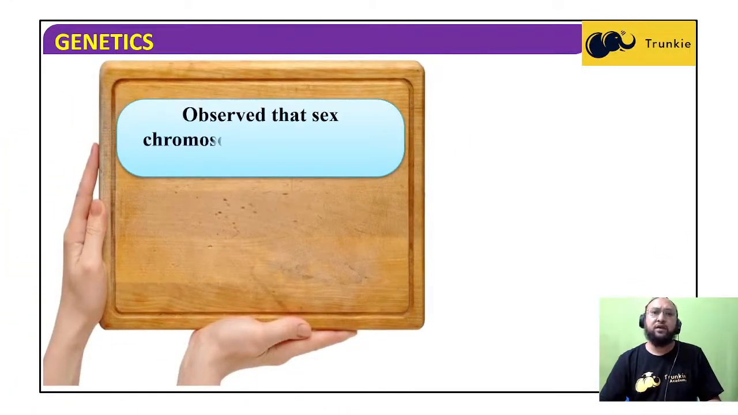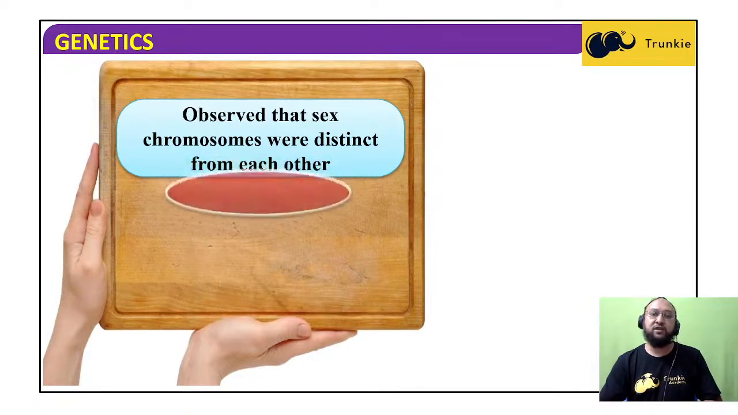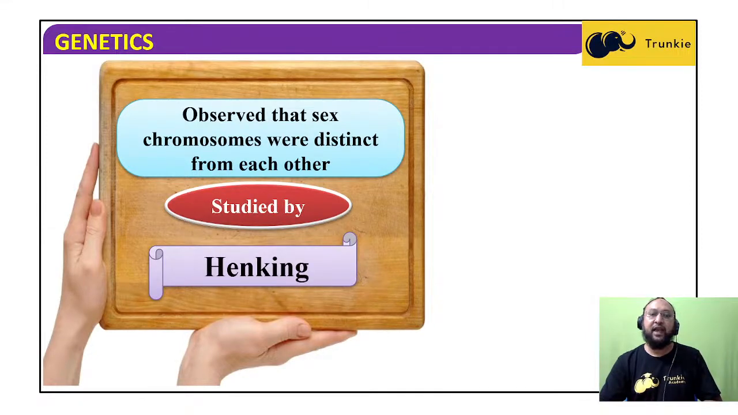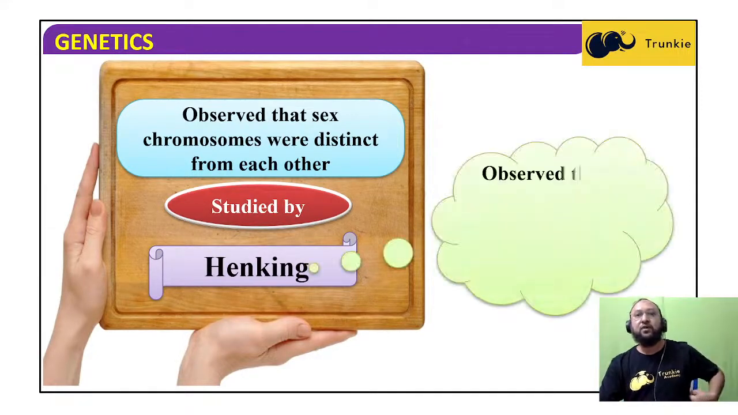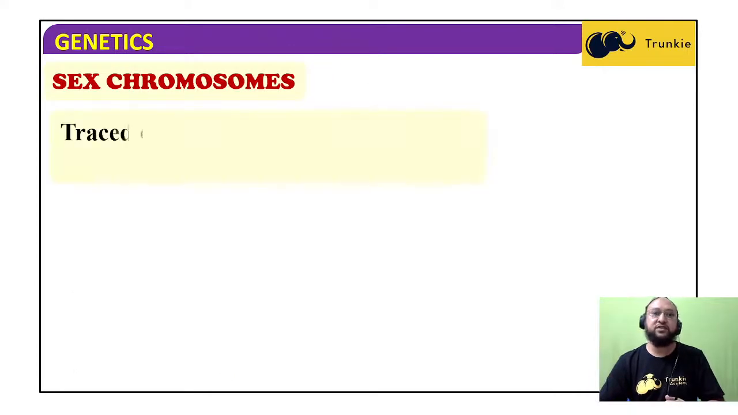Now observe that the sex chromosomes are distinct from each other. Scientists were studying chromosomal structure and chromosomes. They found that the chromosomes are distinct from each other, as studied by Henking. So observe that sex chromosomes are distinct from each other, even in their physical structure.